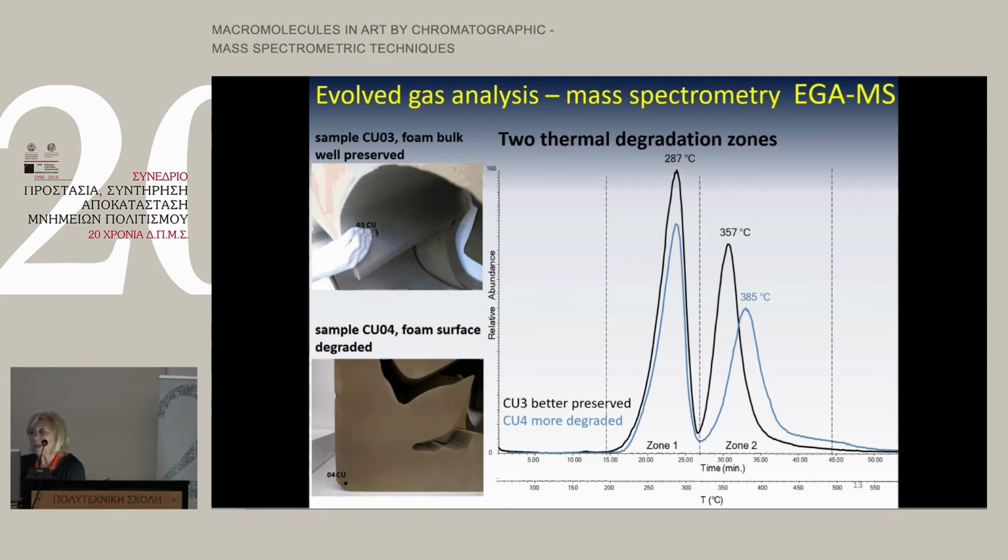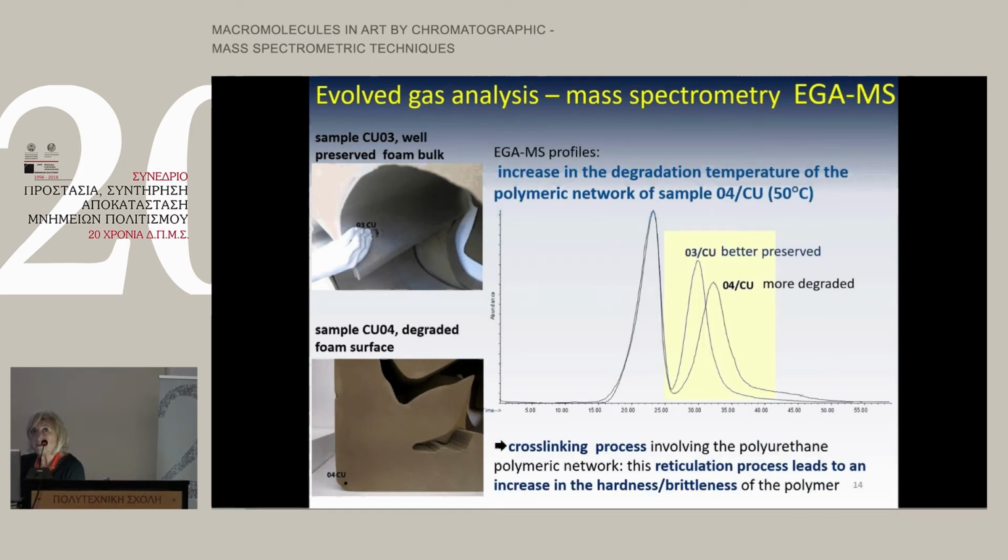And you see the thermal behavior. In the first step, till 287, you have indeed the additives of the material, and there is no difference between outside and inside. But if you look at higher temperature, you see that you have a different behavior. The more degraded the foam is, the more temperature you need to degrade the material. This means that you are studying a cross-linking process. So it means that your material is more cross-linked, and the polymeric network is reticulated.